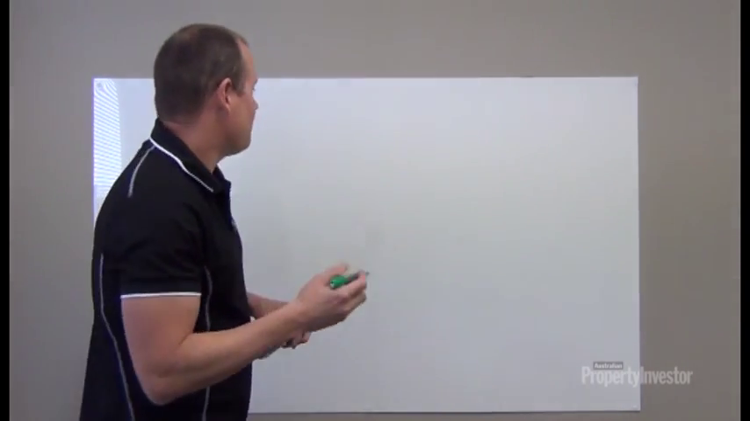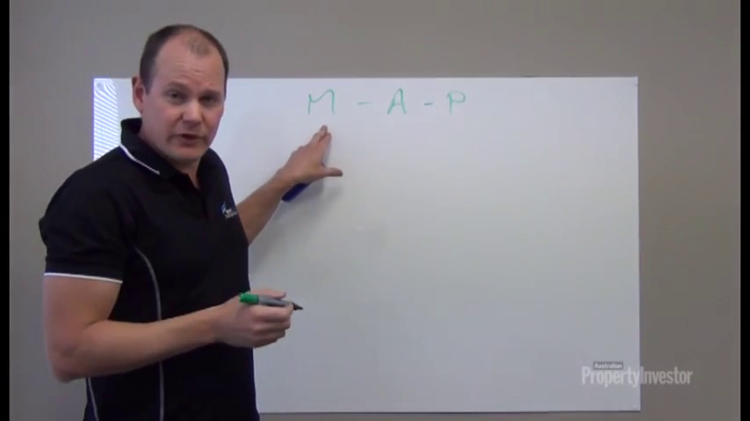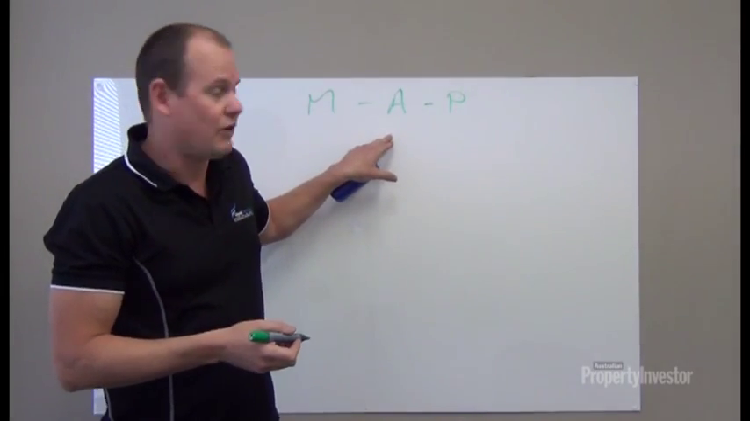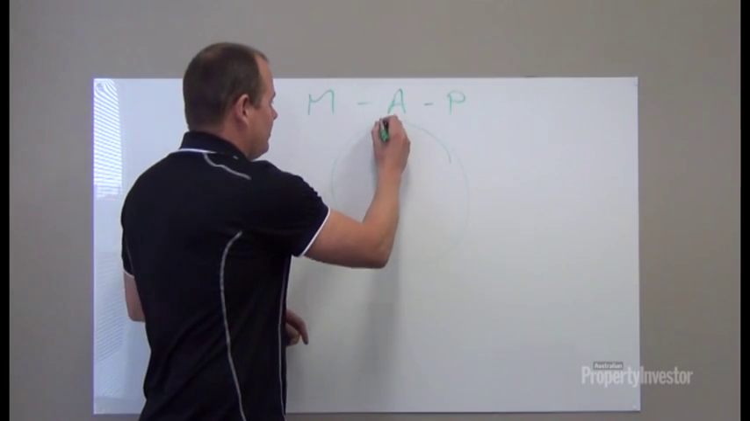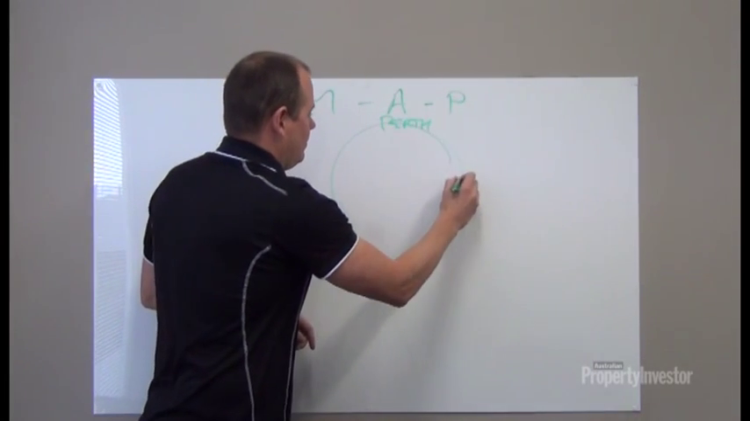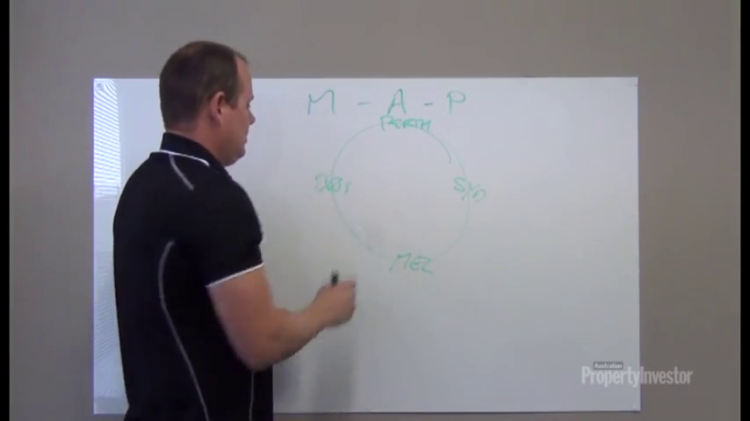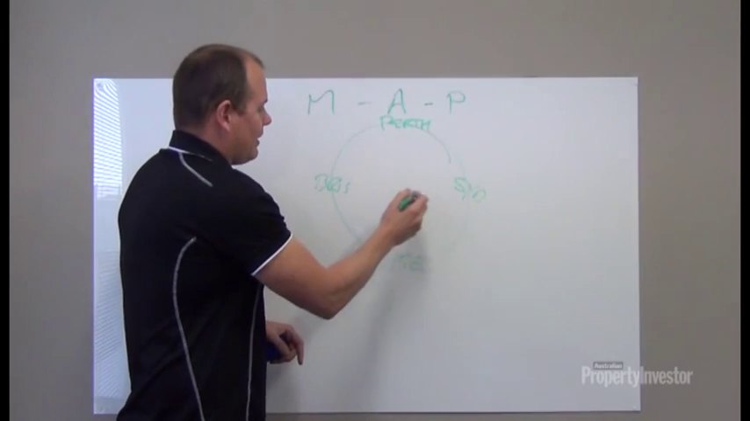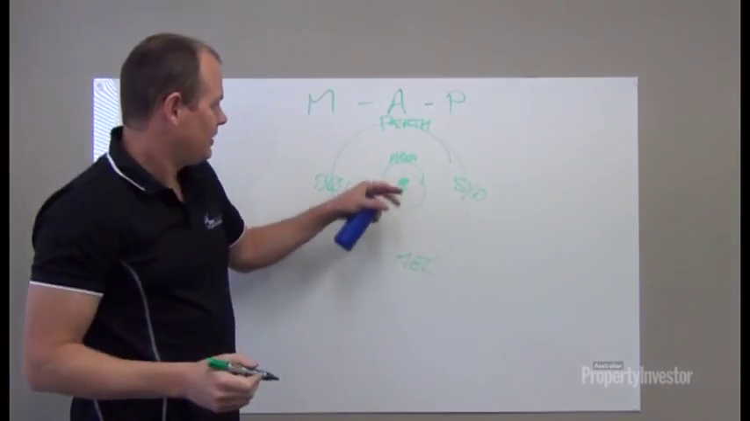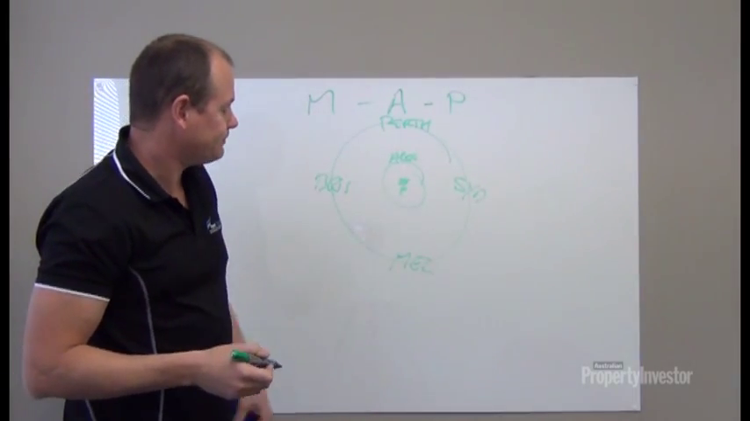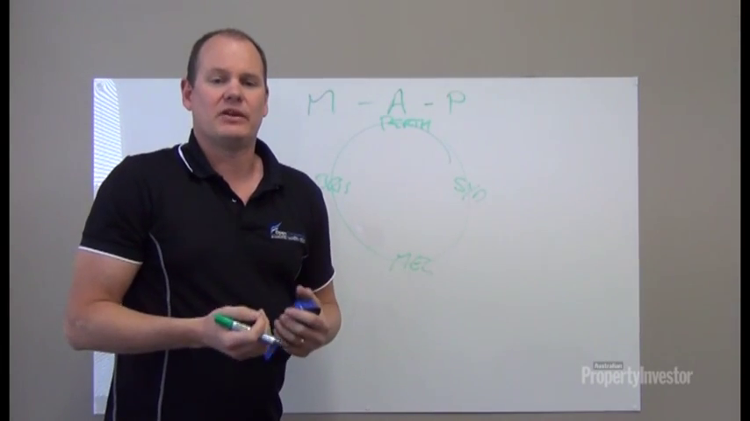I've developed a system I call MAP. So it's market, area, property. I first look at the market I want to invest in, then the area, and finally the property. So if we look at it as a target like this, I might look at Perth, Sydney, Brisbane. So I want to look at the markets, the area, and finally the property. So market, area, property. Looking at that concept, I just want to talk about understanding the fundamentals of a city market.